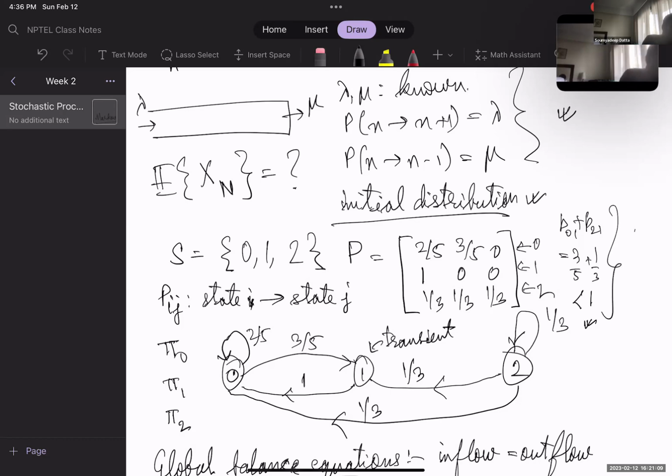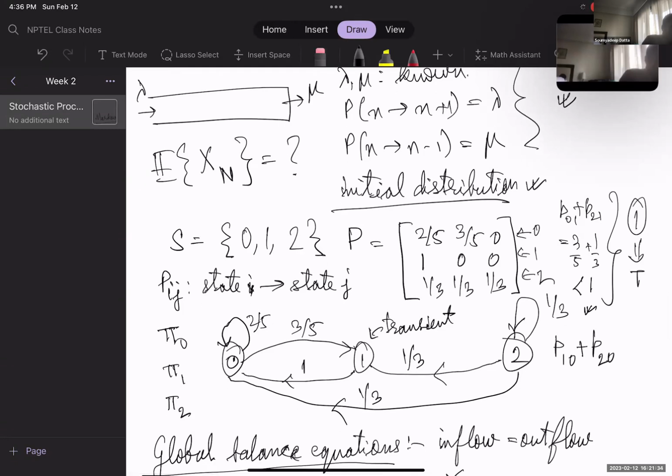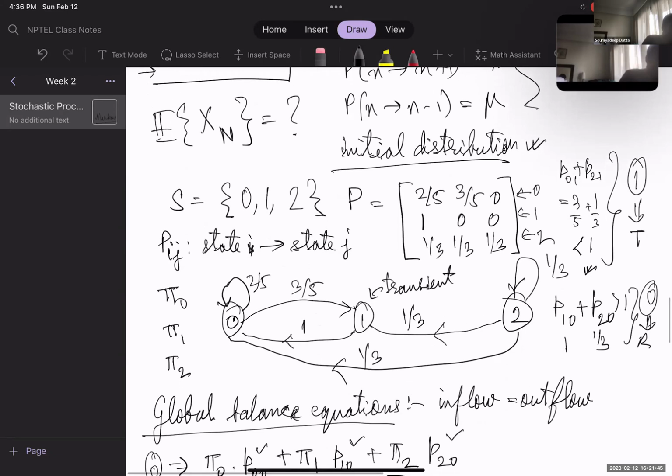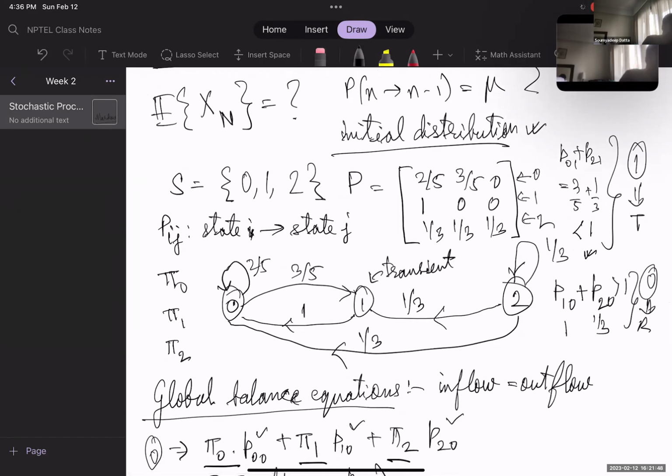So how about 0? This one is transient. Let's mark it as T. How about 0? So you have P10, this is 1, and P10 and P20. You want the probability that it comes back to 0. So this will be 1 and this will be 1/3. So it's greater than 1, right? So then 0 is recurrent.